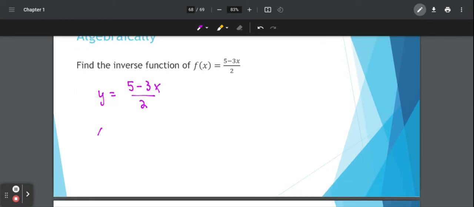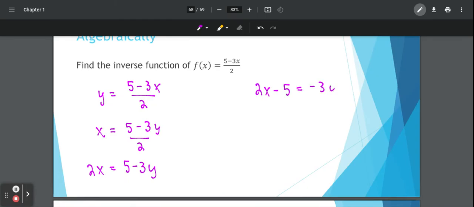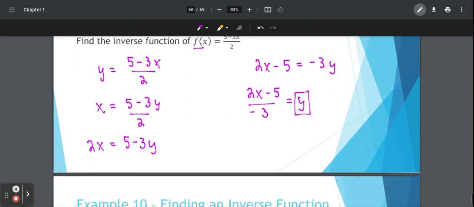We can switch the x and y, so x equals 5 minus 3y over 2. And now you use algebra to solve for y. So you could multiply both sides by 2, then subtract 5. So 2x minus 5 equals negative 3y. And then when you divide by negative 3, that's your inverse. But remember, we're not leaving it as a y since it was named f of x to start. So our final answer would look like the inverse of the function is 2x minus 5 over negative 3.